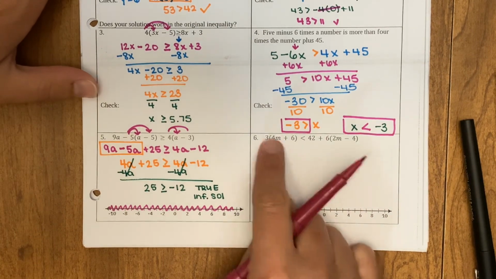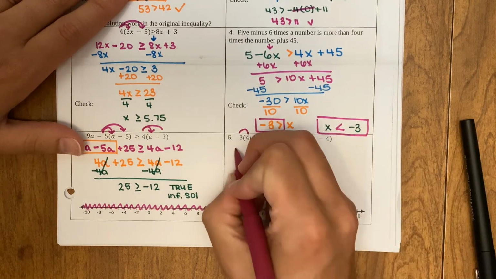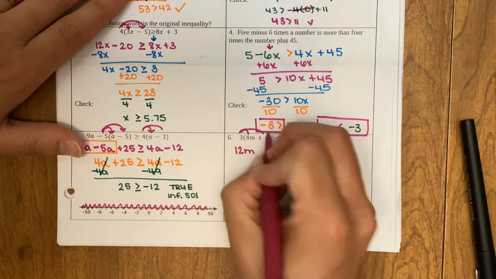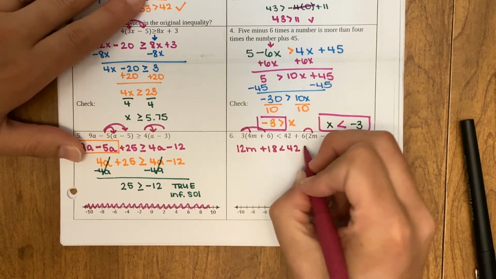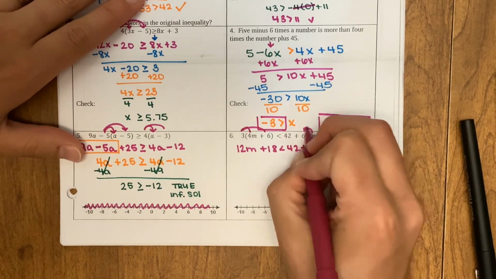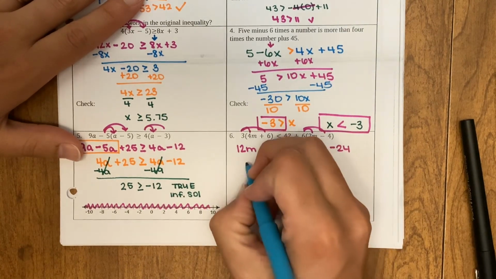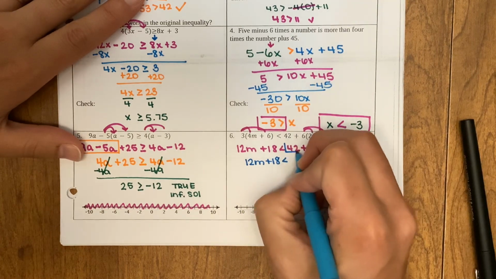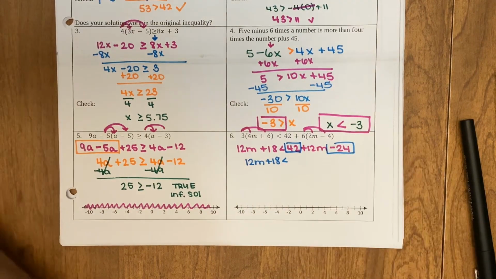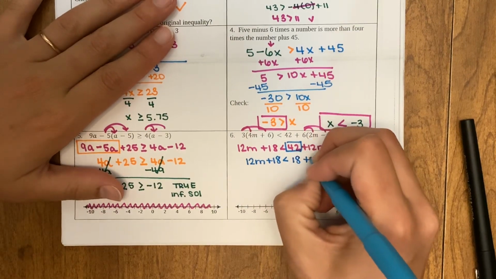Okay, so again, I have simplifying on both sides, so I'm going to go left to right. 3 times 4 is 12m. 3 times 6 is 18, is less than 42, plus 12m minus 24. I'm done simplifying over here, so I'm just going to rewrite 12m plus 18 is less than. I need to combine 42 minus 24, which gives me 18. Plus 12m.